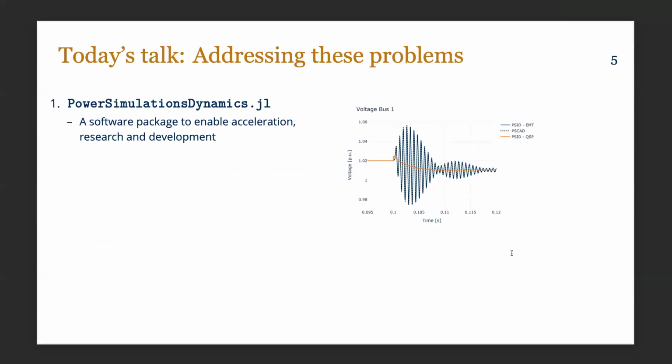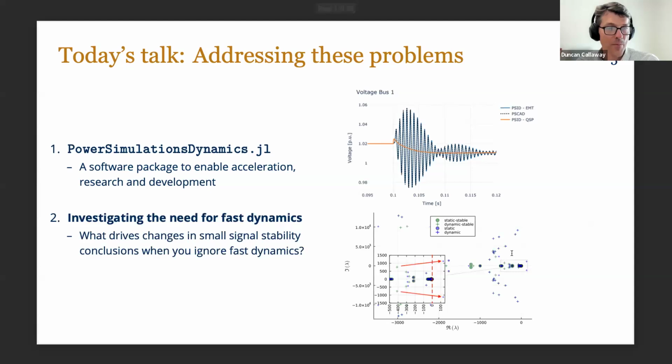So specifically then, the talk comes in two rough parts. The first is just to introduce a power system simulation software package that's been developed partly in my group at Berkeley called PowerSimulationsDynamics.jl. And I'll motivate that and explain why I think it's something that some of you may be interested in working with. And then the second part, I'll be investigating some of these more empirical research questions, investigating the need for fast dynamics.